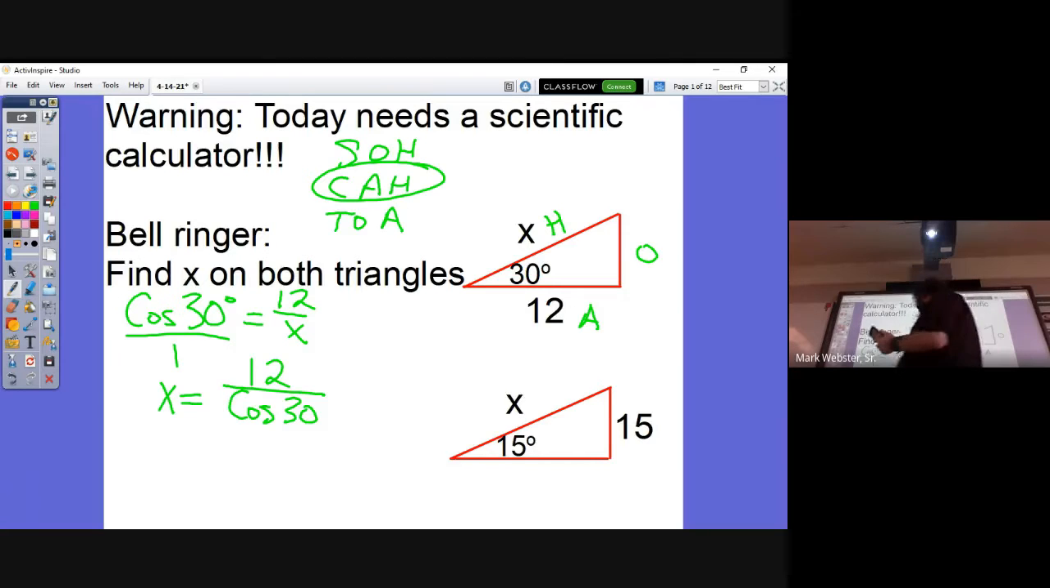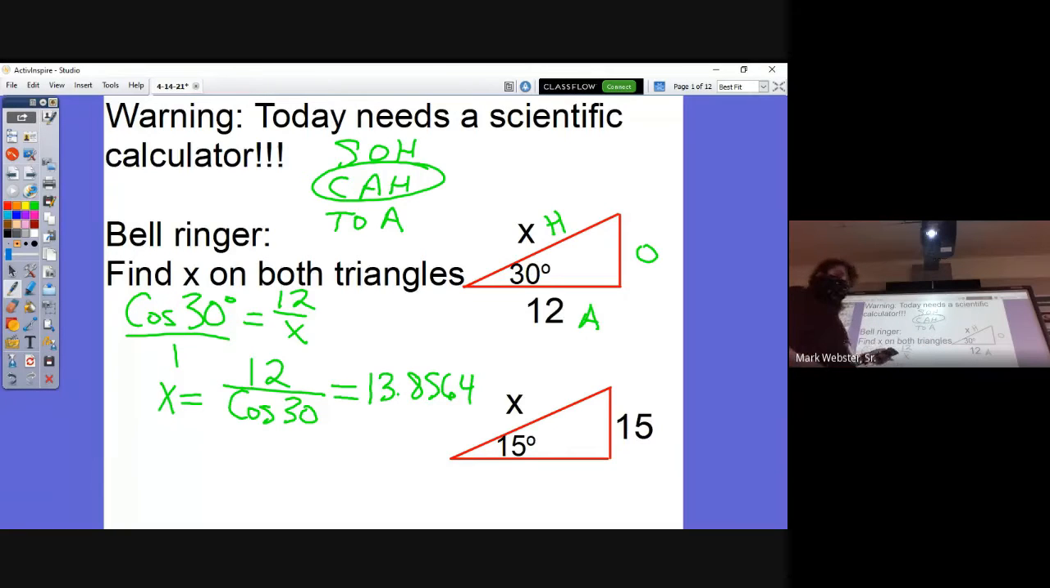I plug that into the calculator, and what I get is 13.856. It keeps on going, but remember, if you're not specifically told, round to 4 decimal places when it comes to this stuff, okay? So for the first one, we end up with 13.8564.